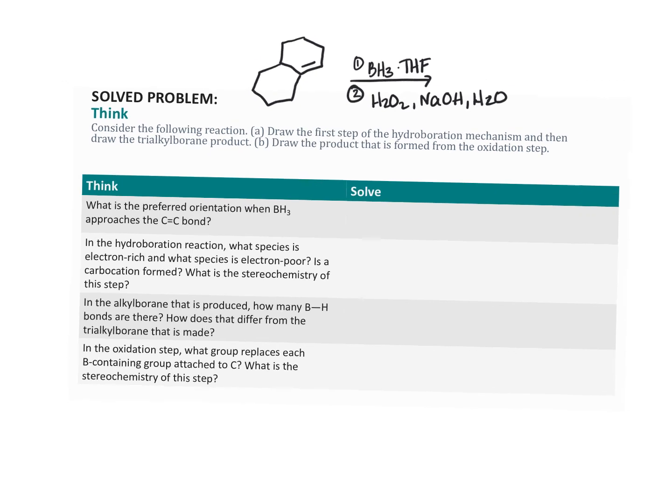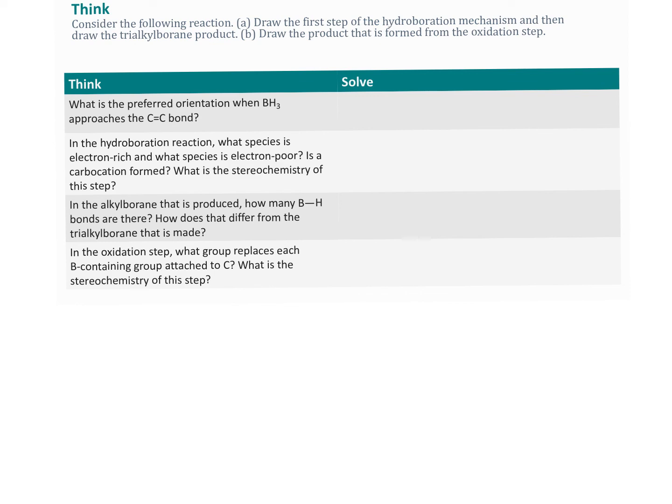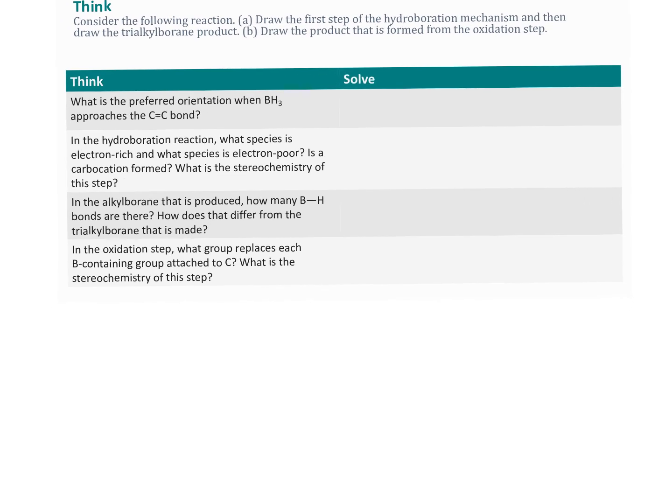So let's ask ourselves some questions here. When we look at this, what is going to be the preferred orientation of the boron? When I redraw this, right here, two cyclohexane rings, and we have our bond here. The preferred orientation is going to be this way because of steric hindrance. There are more things sticking out here. There's a lot of bulk here, so it makes sense that the boron would go here, and then the hydride would go here.